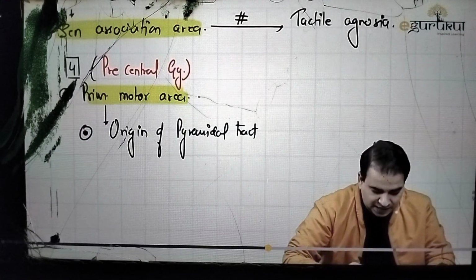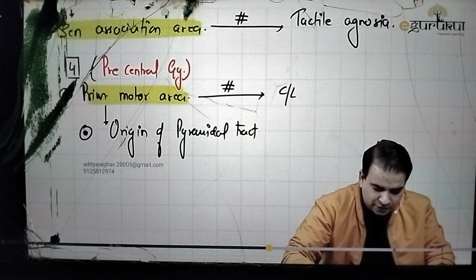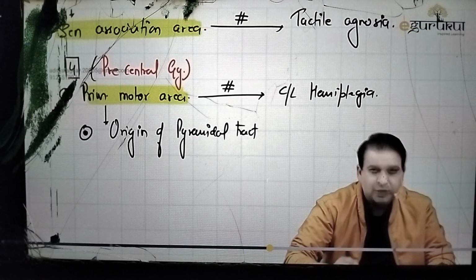Obviously, any injury to this area, the primary motor area, will lead to contralateral hemiplegia.